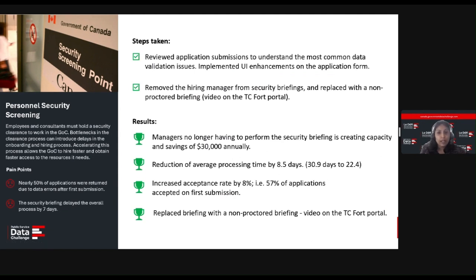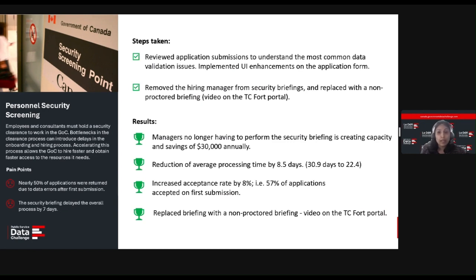To address the data validation issues, user interface enhancements were made, leading to an 8% increase in acceptance rates, a significant improvement indeed. With the implementation of daily reminders to applicants and hiring managers to complete their outstanding tasks, we successfully shaved off 8.5 days from processing time. In other words, processing of an application came down to 22.4 days from 30.9 days.